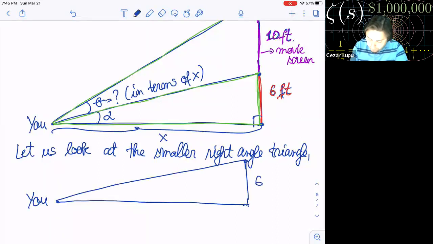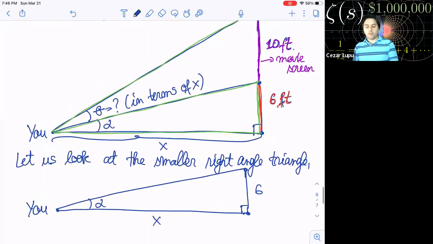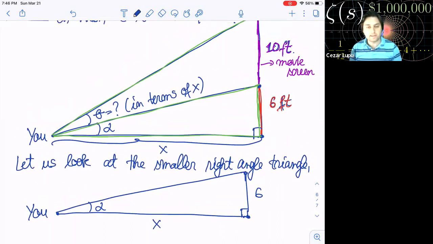So this is 6, and this is alpha, right? And this is x. All right, so let's look at the smaller triangle. What can you tell me? Can we relate x to alpha, for example, by something? So what do we know in a right angle triangle? How can we relate the two legs? Because you see, we have the two legs, but we don't exactly have the angle, by using the tangent function.